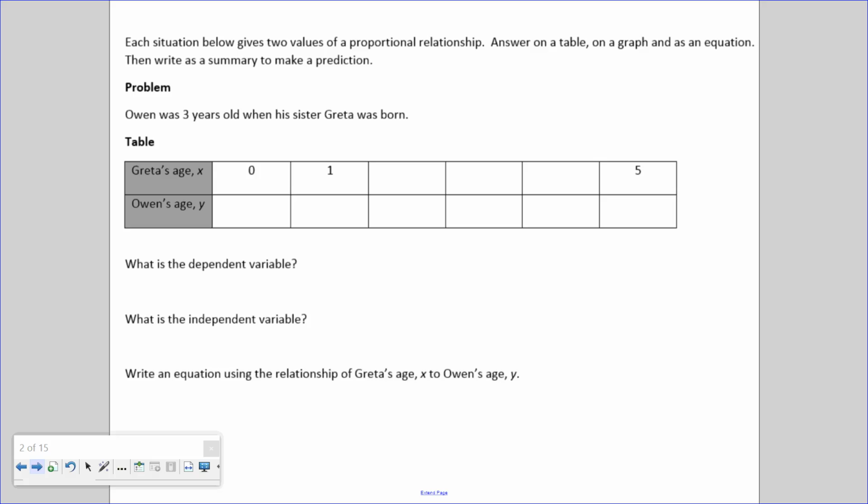So each situation below gives two values of a proportional relationship. Insert them on a table, a graph, and an equation, and write a summary to make a prediction. Owen was 3 years old when his sister Greta was born. So when Greta is 1, Owen must be 4. When Greta is 2, Owen must be 5. When Greta is 3, Owen must be 6. When Greta is 4, Owen must be 7. When Greta is 5, Owen must be 8.